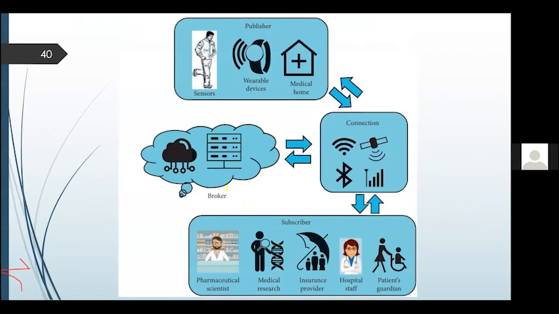So this is basically our healthcare architecture. Here we have 4 different sections, right? This is the first section. This is the second, third, and the fourth, right?